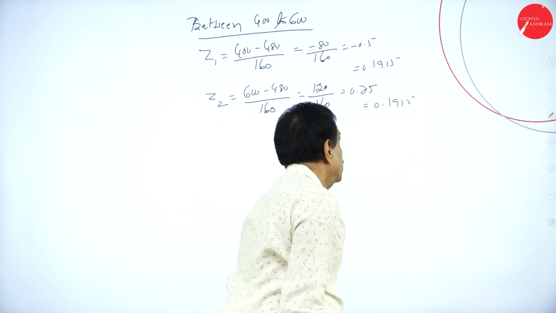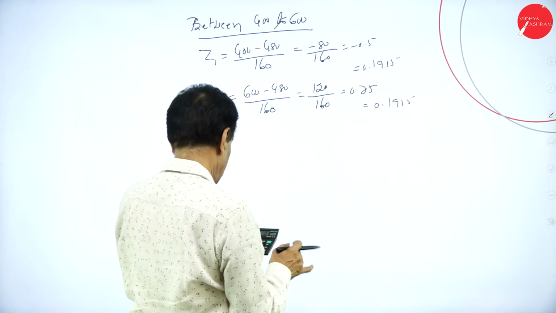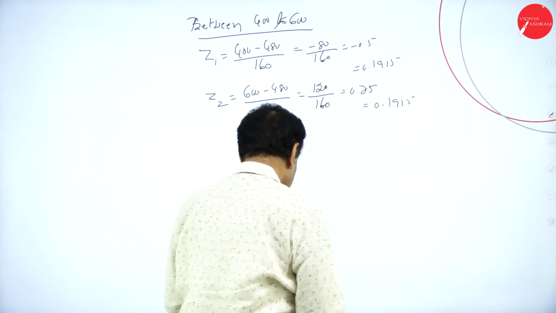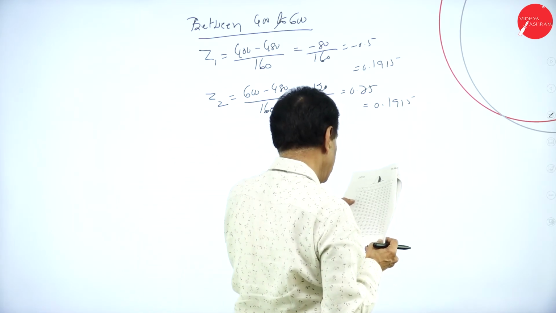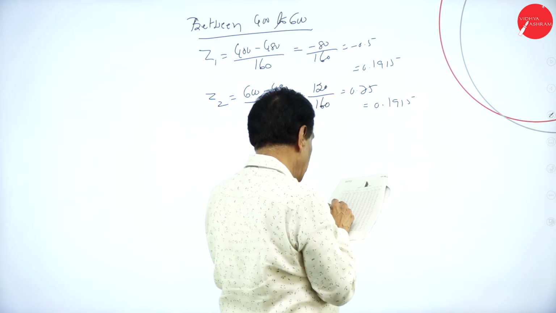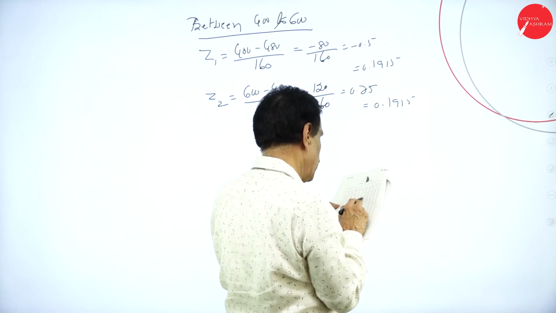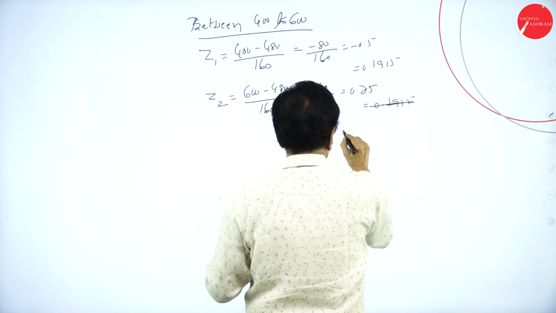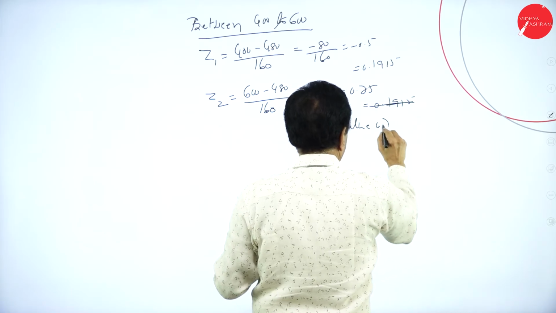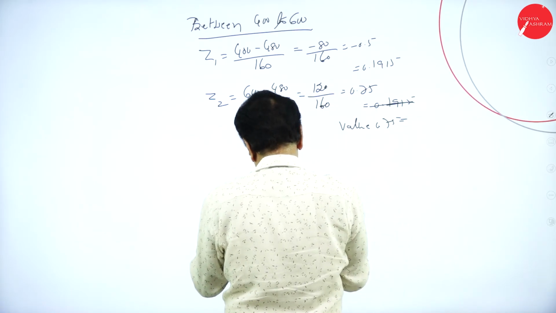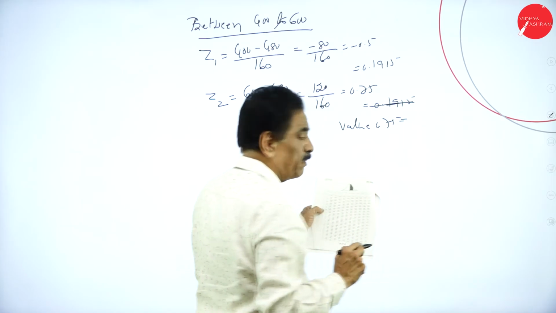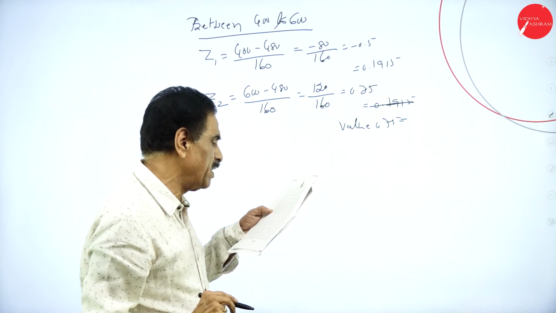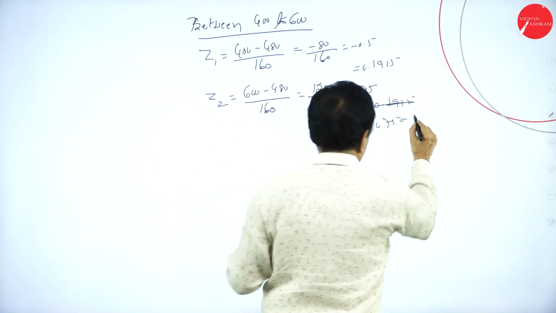80 divided by 160, 0.5. The value for 0.5 is 0.1915. The value for 0.75 is 0.2734. As per the table, 0.75 gives 0.2734.